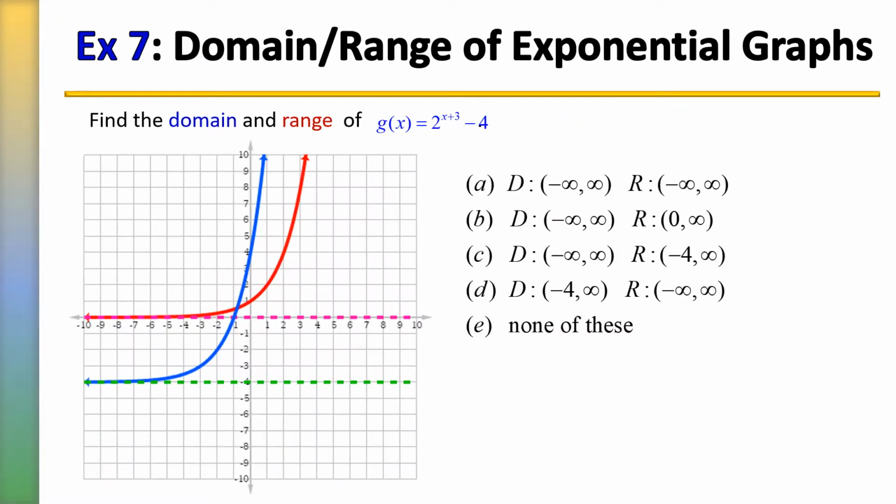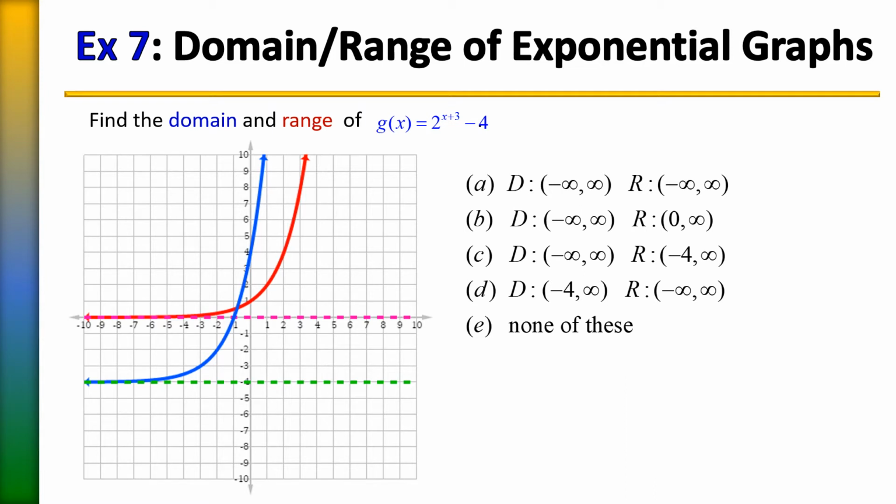Now, let's find the domain and range of g of x. So we're looking at the blue graph here because it was the one that was shifted 3 units to the left and 4 units down. Starting with the domain, that means how much this graph extends or spans to the left and to the right. Well, the fact that it has arrows on both ends means that it's going to go forever to the left and forever and ever to the right. So therefore, the domain would be from negative infinity to positive infinity.